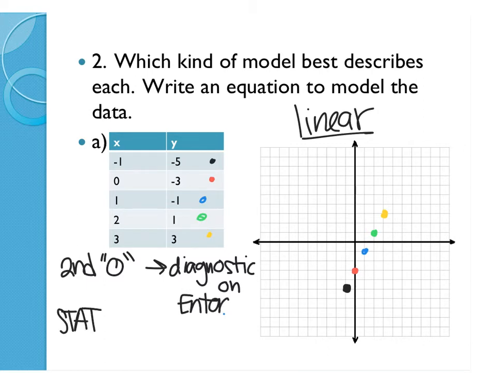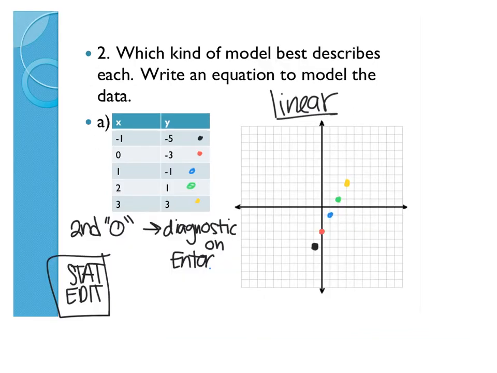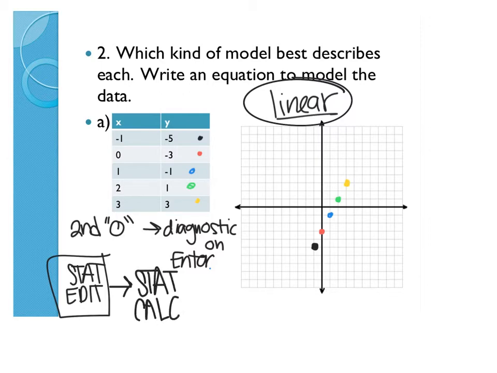First you have to go to stat, edit. Go to stat, edit, and I want you to put in these two lists of numbers. After you get your list, this is a linear regression. So you go to stat, calc, and which one is linear? It's 4. So stat calc 4. And then click enter. I think it's like 3 or 4 times. Maybe 5. It's a lot.